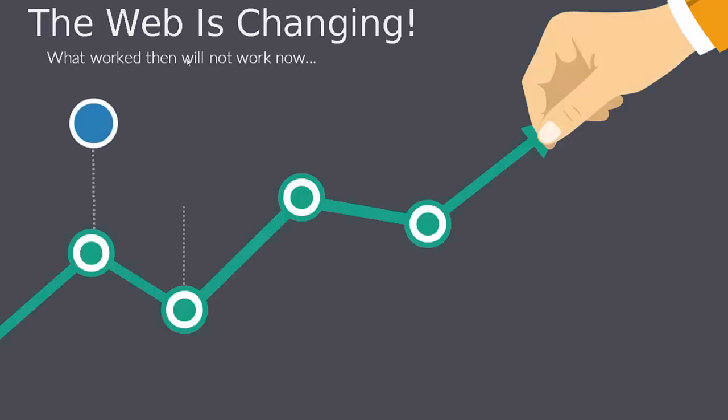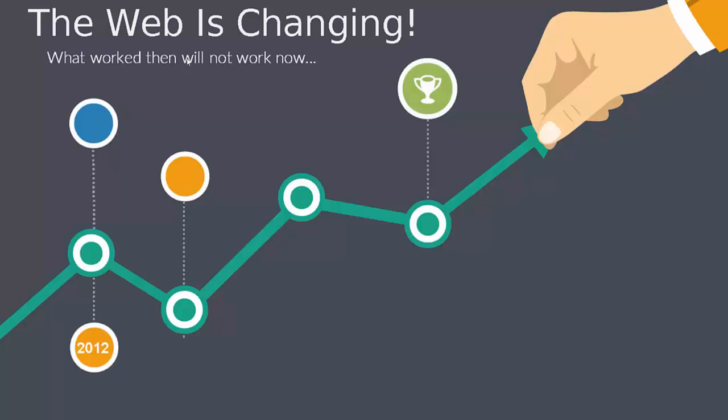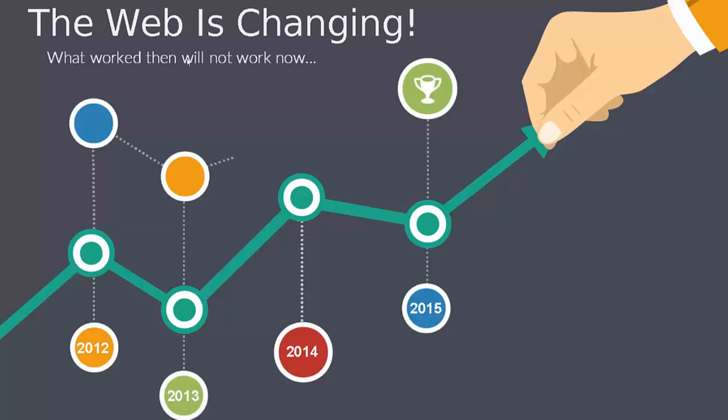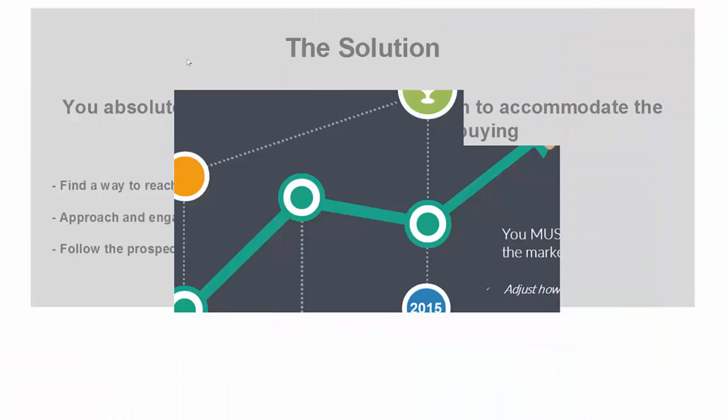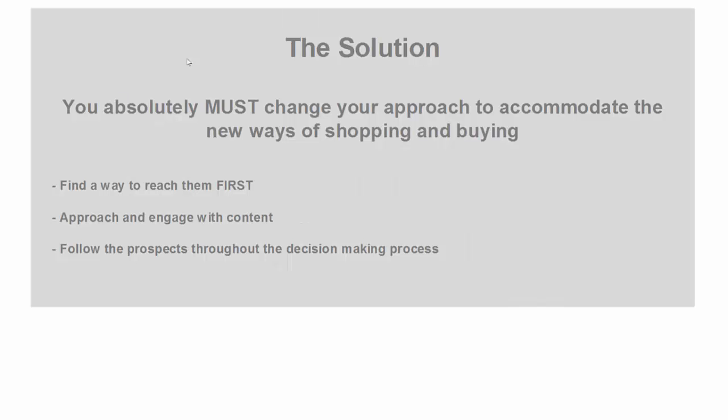So let's move on to our next slide here. All right, so just to recap, before we start heading live to the web here, I just want to drive home the point, guys, that the web in general is changing. What worked then, even what was being taught a year or a year and a half ago, is not what works today. Okay, you must evolve with the market, not against it. Don't resist it. Adjust how you get your traffic, adjust how you engage with your traffic or prospects, and then adjust how you differentiate yourself from your competition. We can't stick with what worked a year ago or 2 years ago.